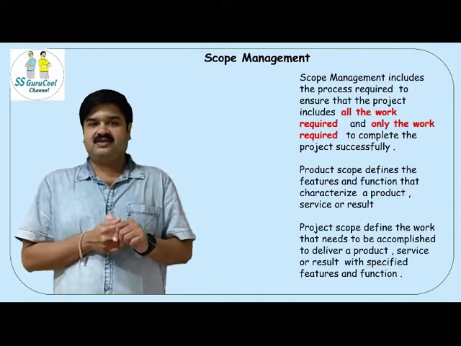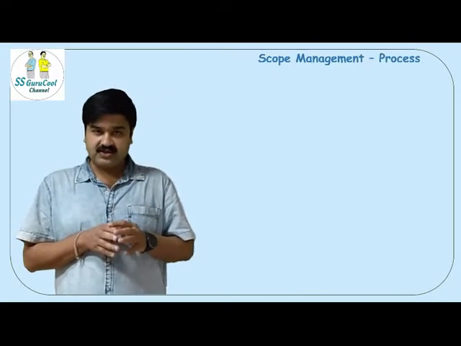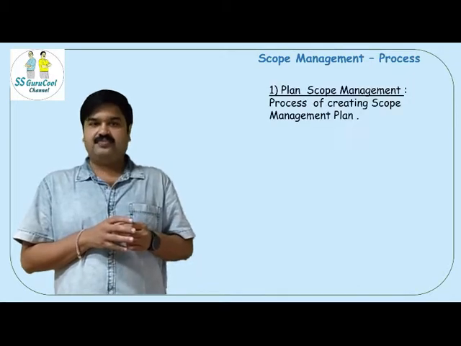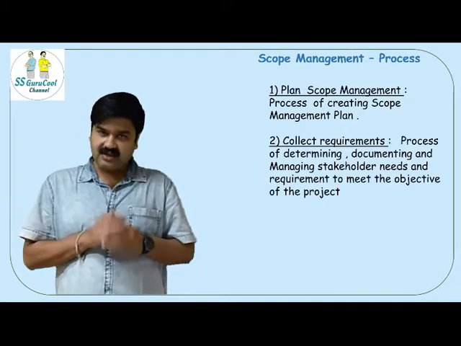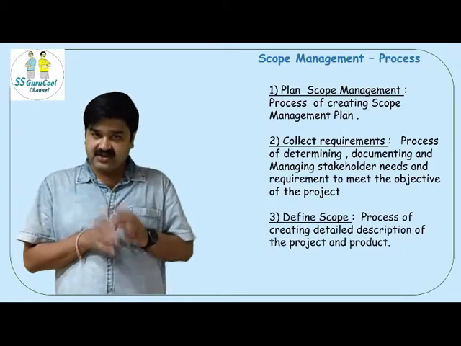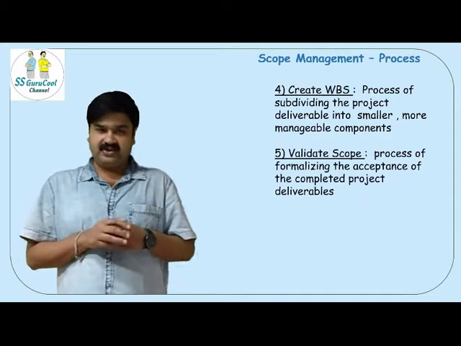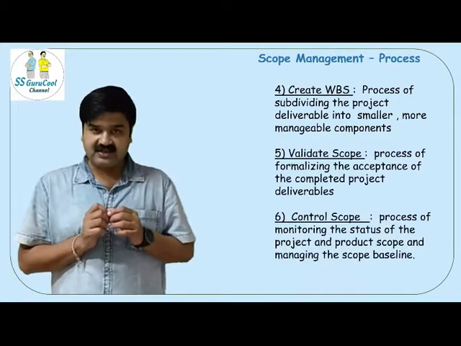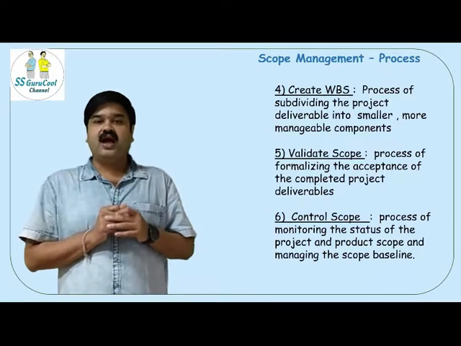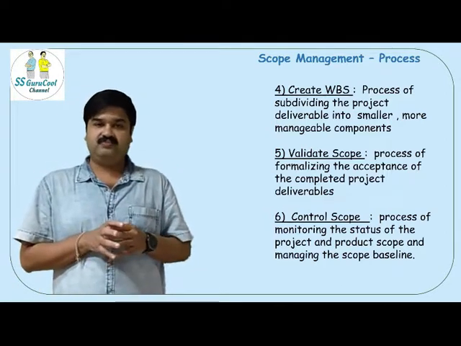So there are 6 processes under scope management. The first one is plan scope management. Second is collect requirements. Third is define scope. Fourth is create WBS or work breakdown structure. Fifth is validate scope. And sixth is monitor and control scope.